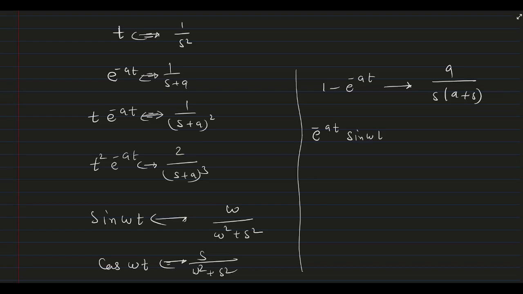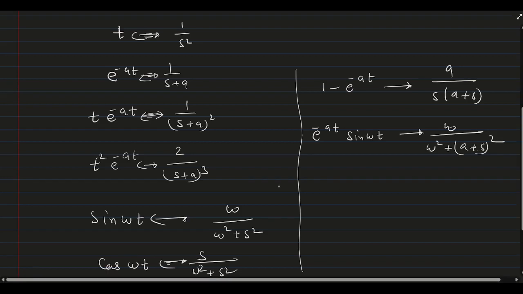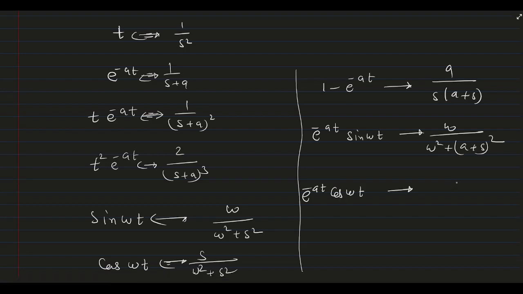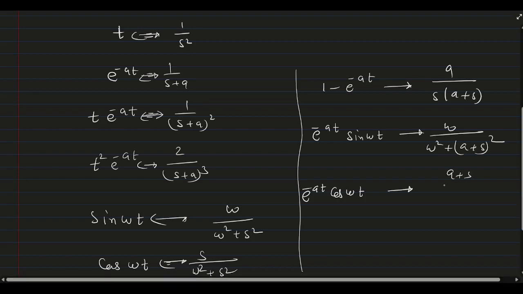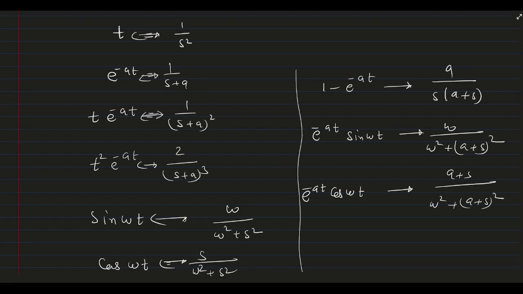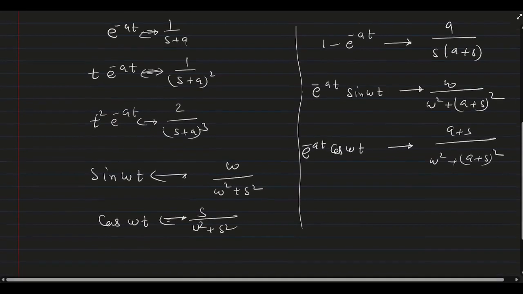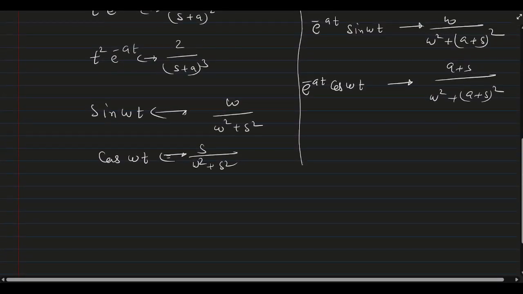Laplace transform of e to the power minus at sin omega t is omega upon omega square plus (a plus s) whole square. Laplace transform of e to the power minus at cos omega t is (a plus s) divided by omega square plus (a plus s) whole square. These are the different Laplace transform pairs, and our objective is to calculate Laplace transform using Python.